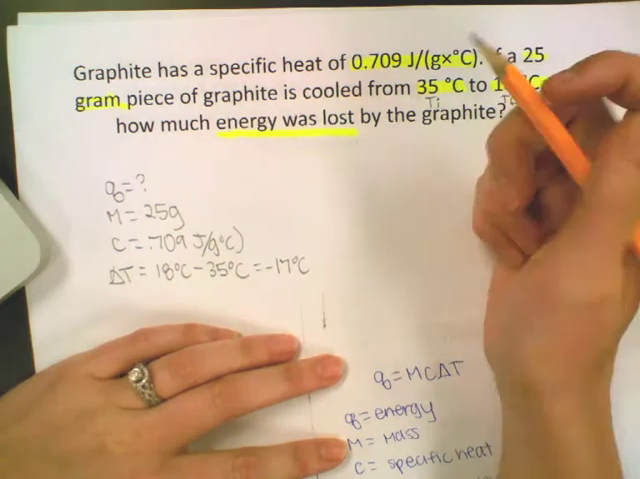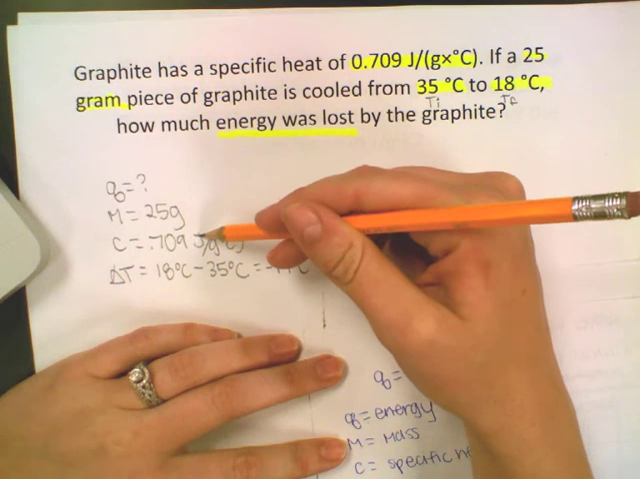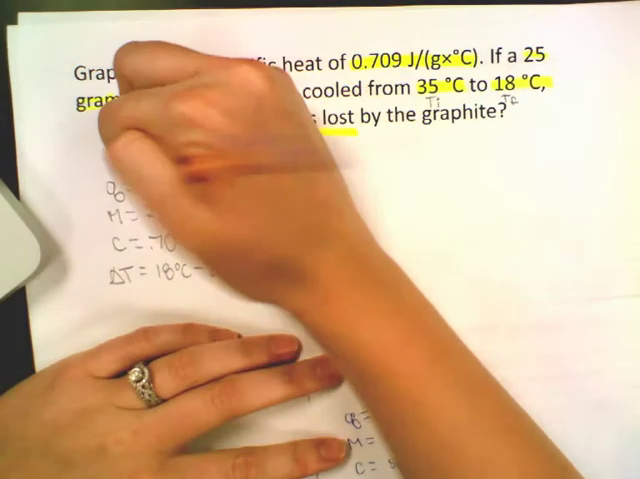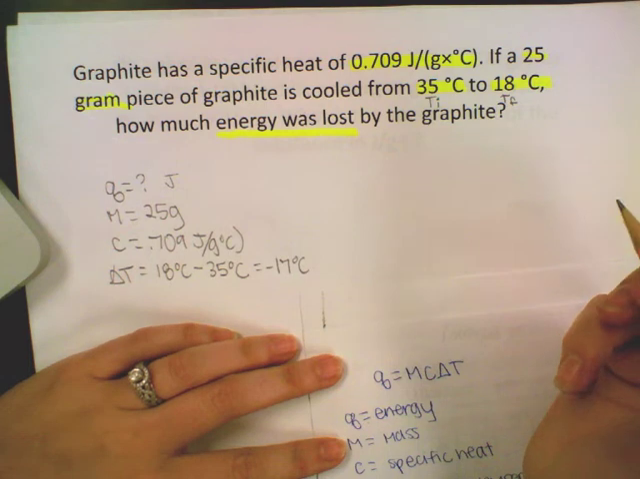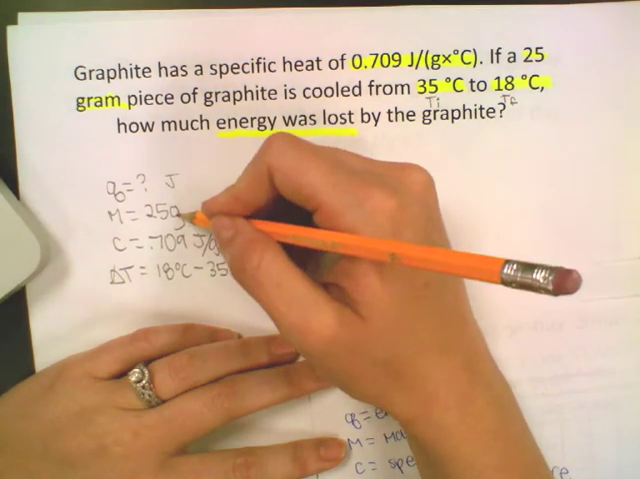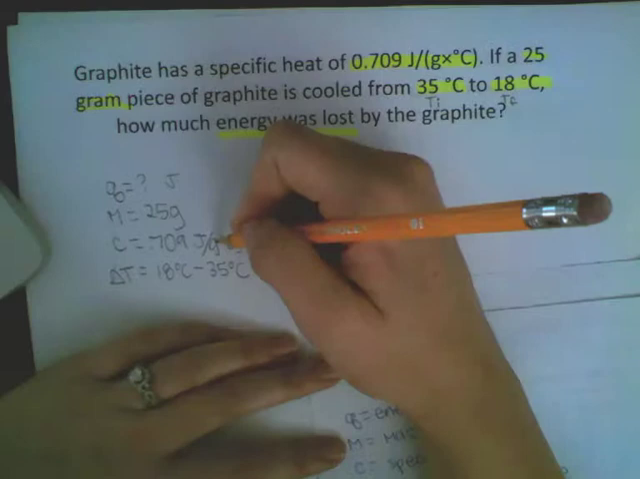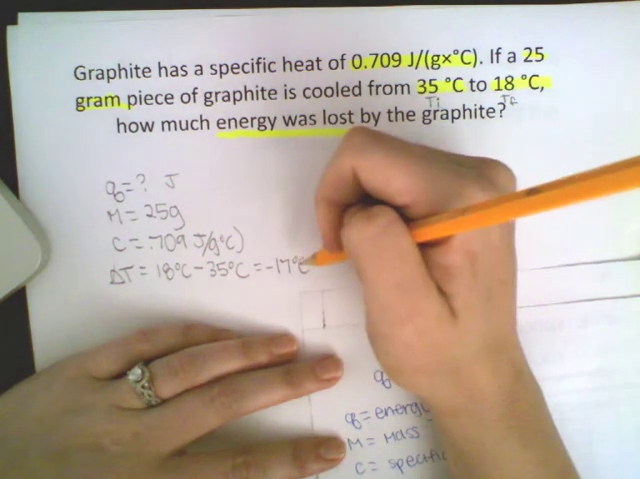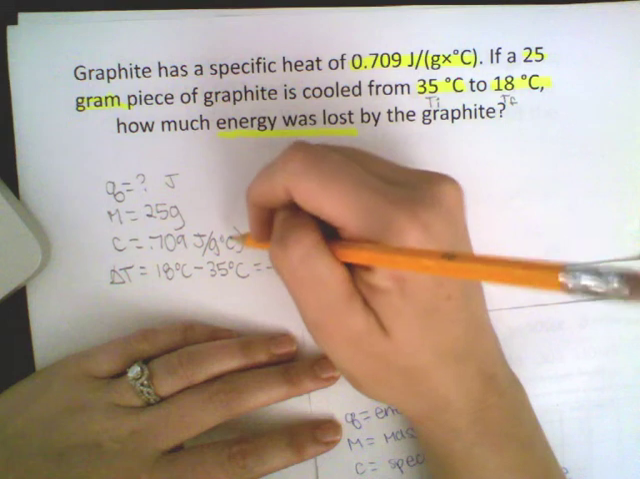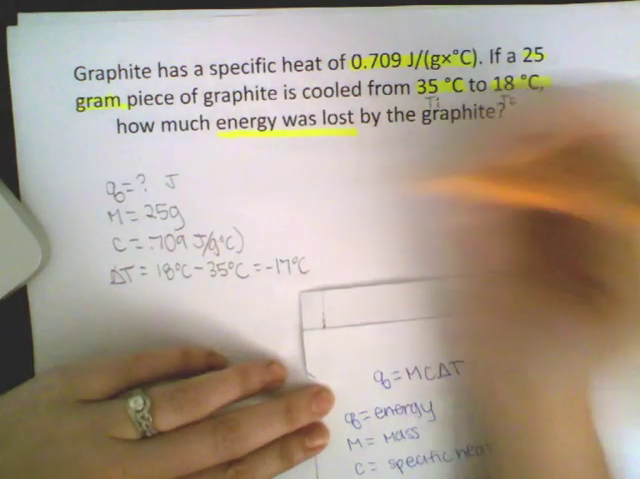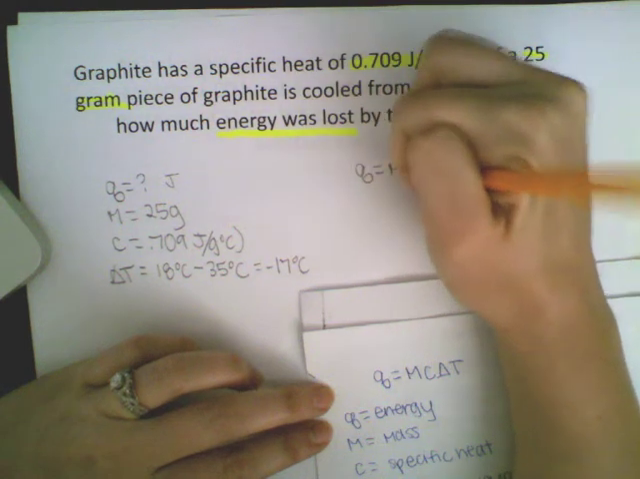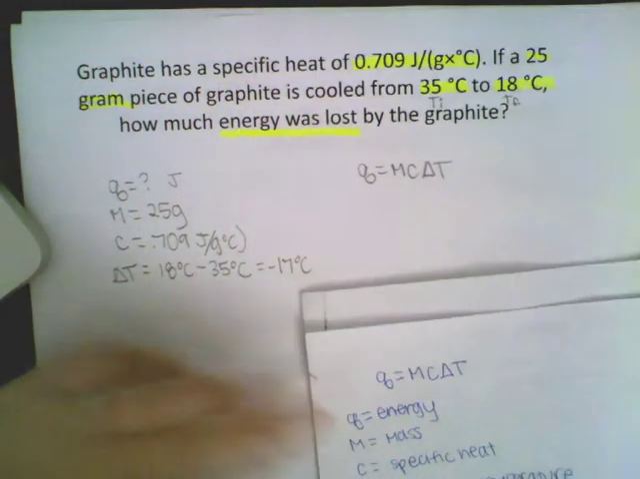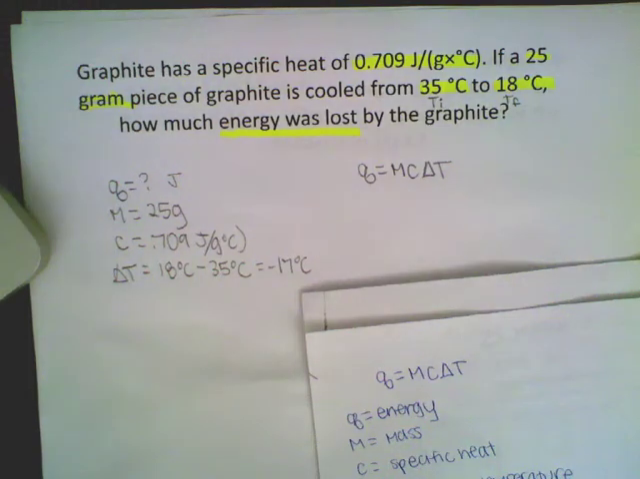Okay, so notice our energy units in the specific heat value is joules, so my answer is going to end up in joules. Okay, the question does not indicate what unit of energy you need to end up with. We're given mass in grams, the specific heat is also given in grams, and then the temperature is given in Celsius, and the specific heat calls for Celsius. So we don't need to do any unit conversions. We can just go ahead and start plugging in the information. So we have Q equals MC delta T.